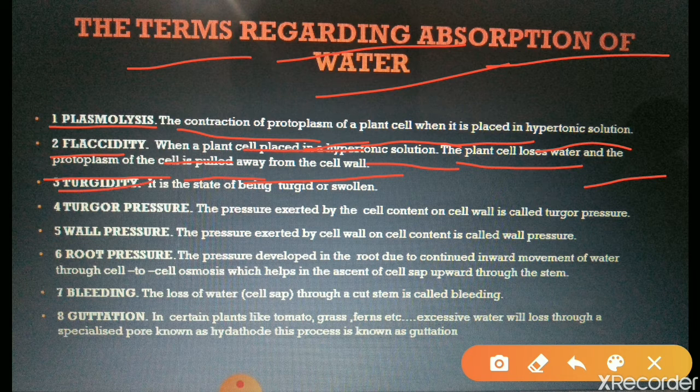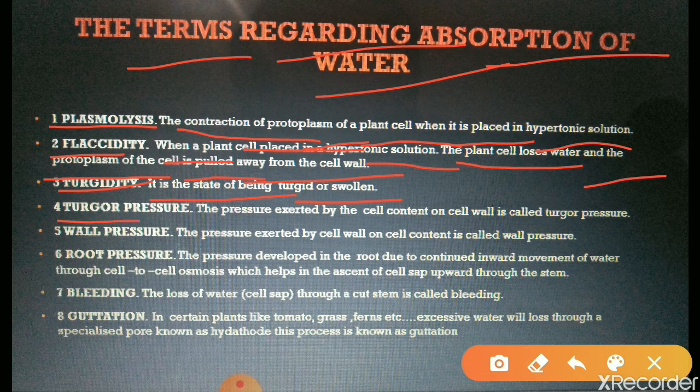Next, turgidity. It is the state of being turgid or swollen. When we place a plant cell in a hypotonic solution, what will happen? The plant cell will absorb water, and by absorbing water, the cell size will increase. There is no more capacity to absorb water. That state or condition we call the turgid state or turgid condition.